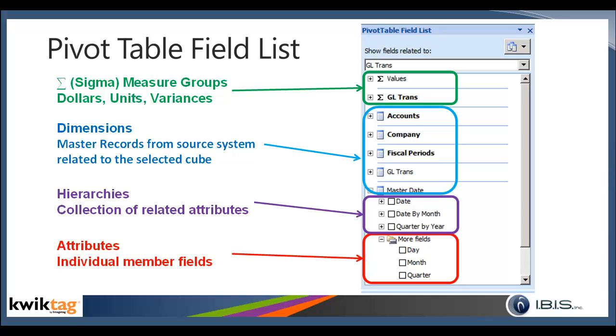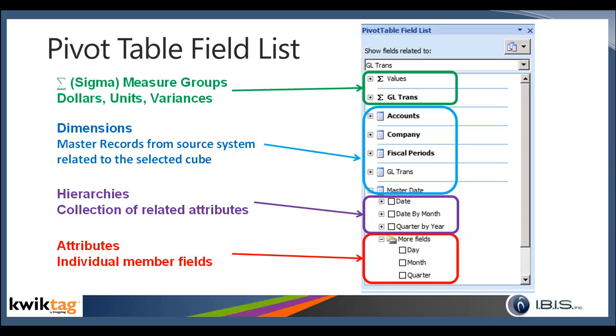A hierarchy is going to be a collection of attributes. So, for example, master date is a dimension. The date hierarchy is going to contain the fields year, quarter, month, and day. So you have 4 different pieces of information that are already logically rolling up to this date hierarchy. So when you pull the hierarchy into your report, you're going to get all that information at once, and it's going to be organized in such a way that you can filter it really easily.